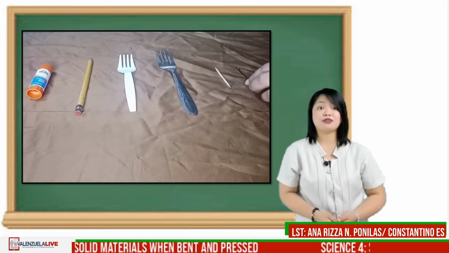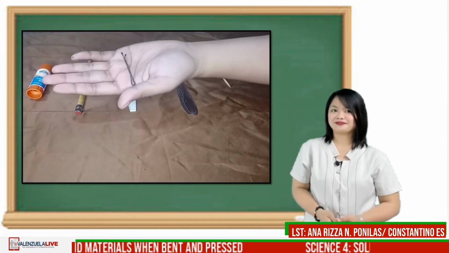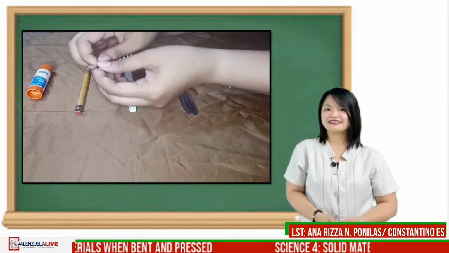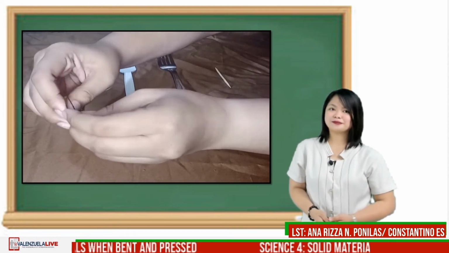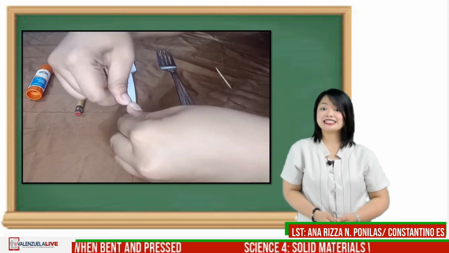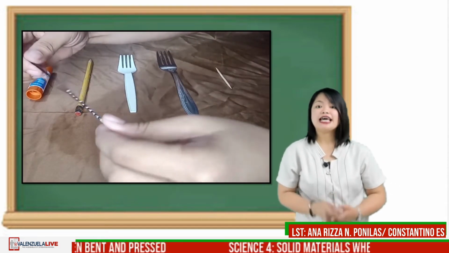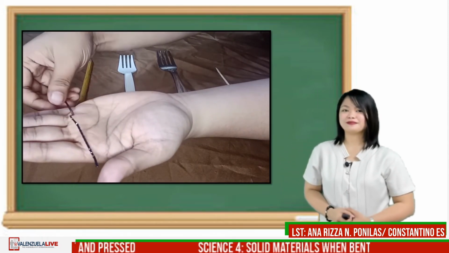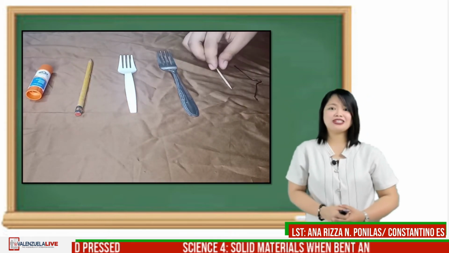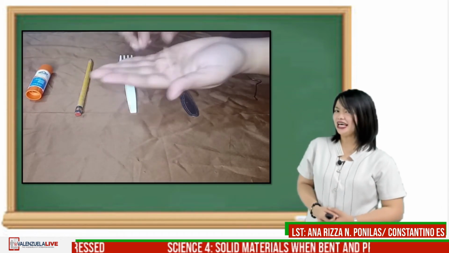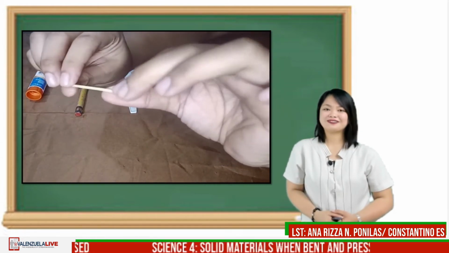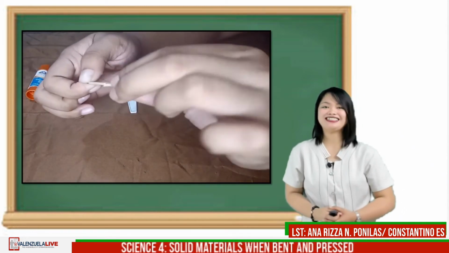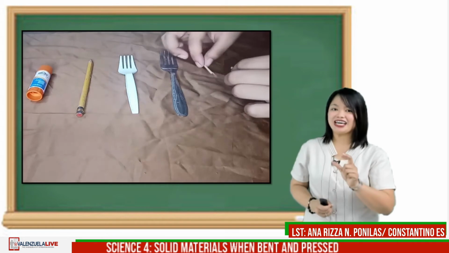Observe the hairpin as it is bent. Yes, it can be bent because it is made up of thin metal. The shape of the hairpin changes. How about the toothpick? Can it be bent? It breaks. It breaks because it is brittle and thin. The size of the toothpick also changes.